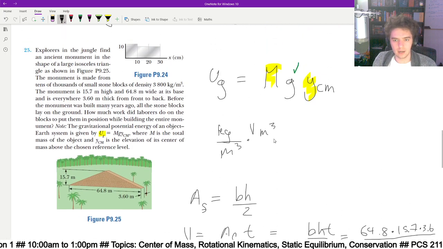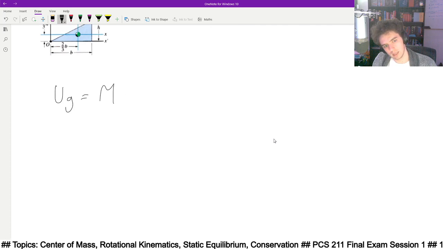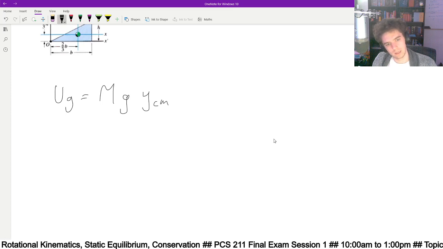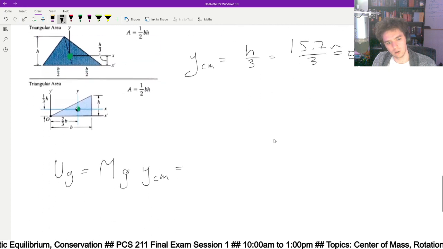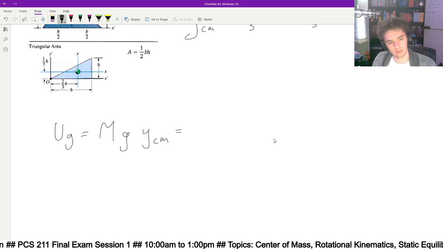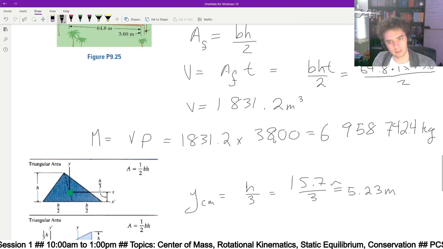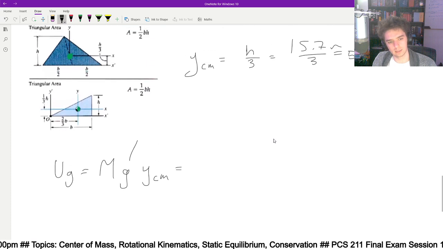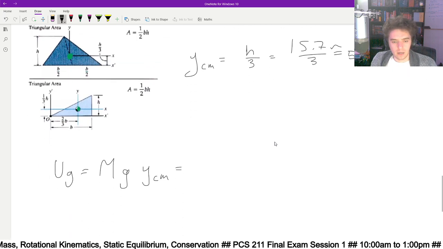Okay, and so now we can just try to plug everything into the formula, right? So U_G equals the total mass times g times y_CM. It's not a vector, it's just a scalar. I just want to make sure this is actually going to get us work. M is kilograms, g is meters per second squared, and y_CM is meters. Force times distance, yeah, because this is giving us the right units. So I can just plug everything in.